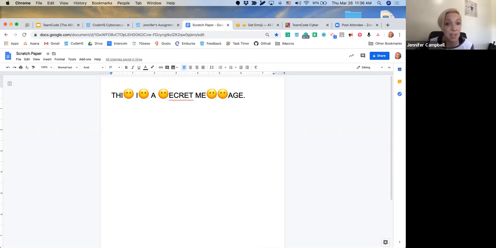All right, so when you're done with that, we're going to share our emoji messages with each other and see if you can decode them. That's going to be your bonus. You're going to see if you can decode the message that the other groups have come up with. So this is how we're going to share with each other.